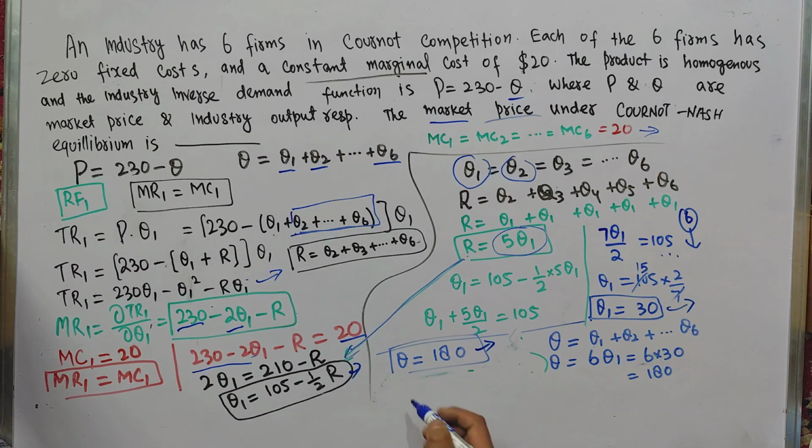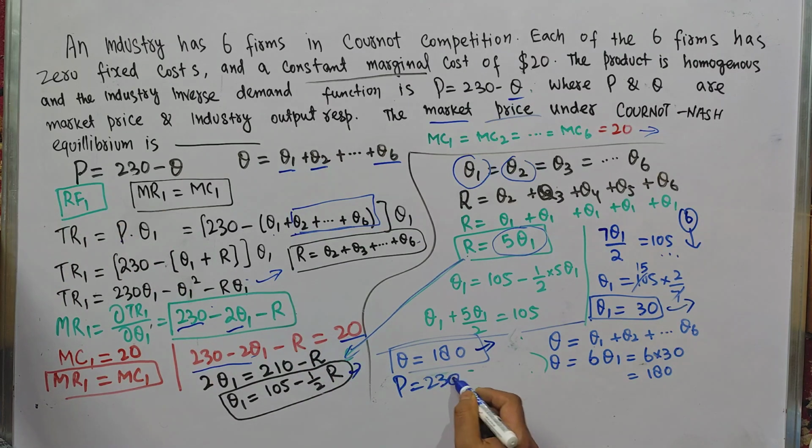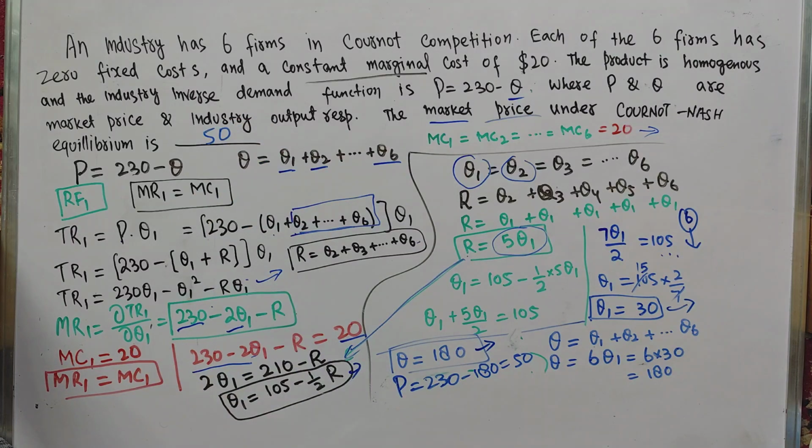Market output is 180. Then price will be equal to 230 minus the industry output, which is 180, which comes out to be 50. That means the Cournot-Nash equilibrium market price will be 50.